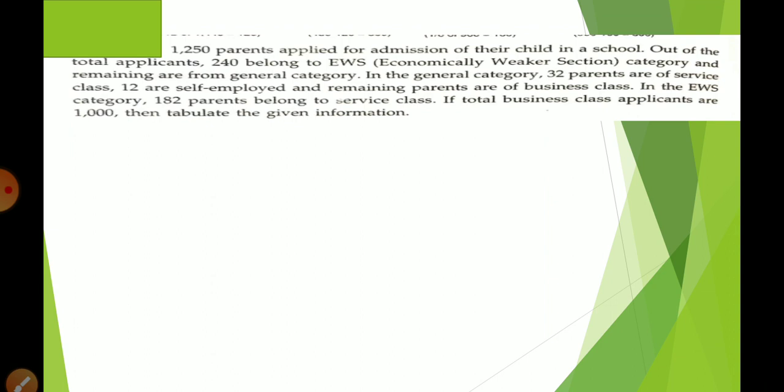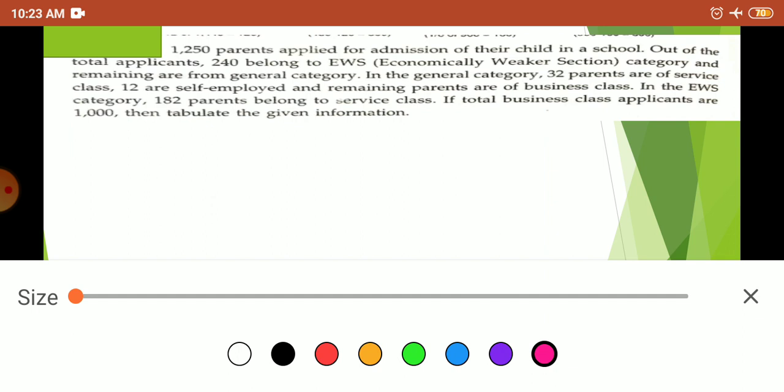Now it is time for question number 2. Okay, so here what is written? First of all, it is written that 1,250 parents applied for admission of their children in a school. Out of total applicants, 240 belong to EWS and the others belong to general category. So in this way, the main thing is total number of applicants, and this is further divided into two. First is EWS and second is general category.